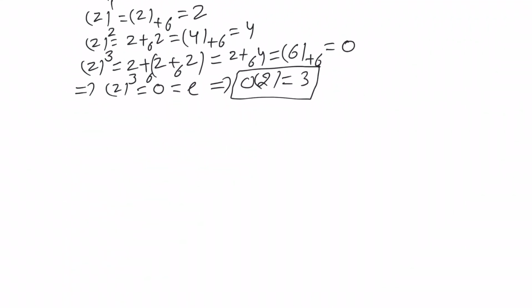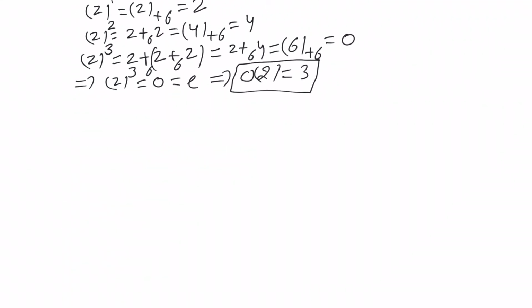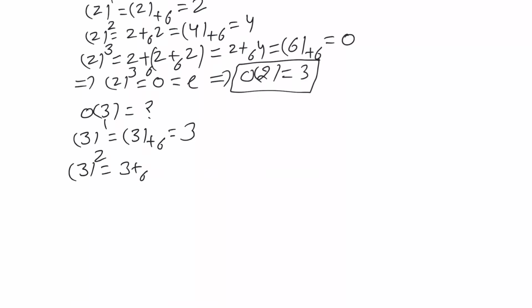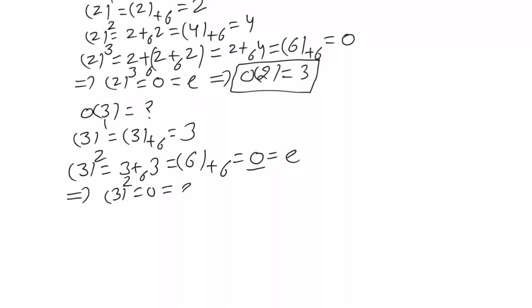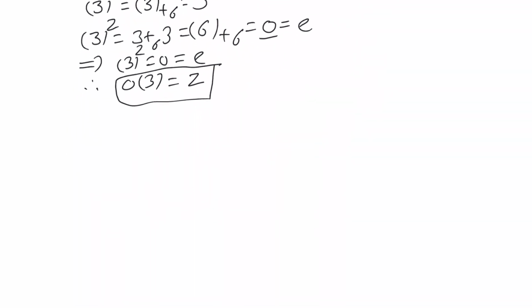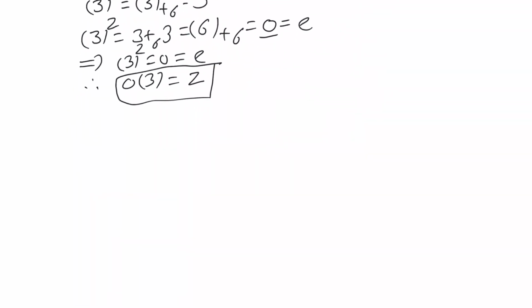Next we determine the order of 3. Next element, order of 3. 3 raised to the power 1 is equal to 3. 3 to the power 2 is 3 plus 3, which is 6, and under addition modulo 6 will give the remainder 0, which is the identity. So 3 squared is equal to 0, the identity. Therefore the order of 3 is equal to 2. So the order of 3 is 2. Next we see the order of 4.